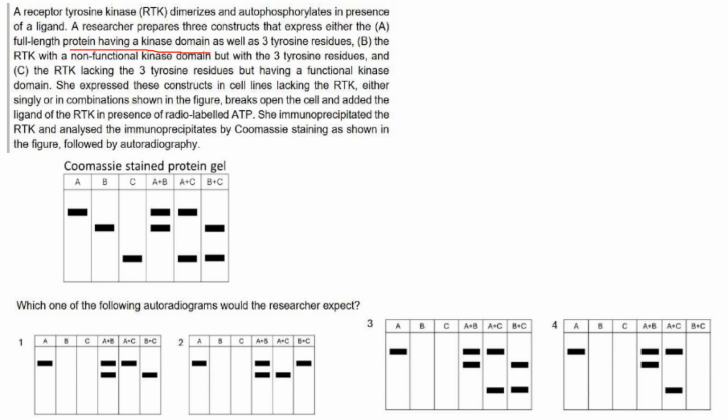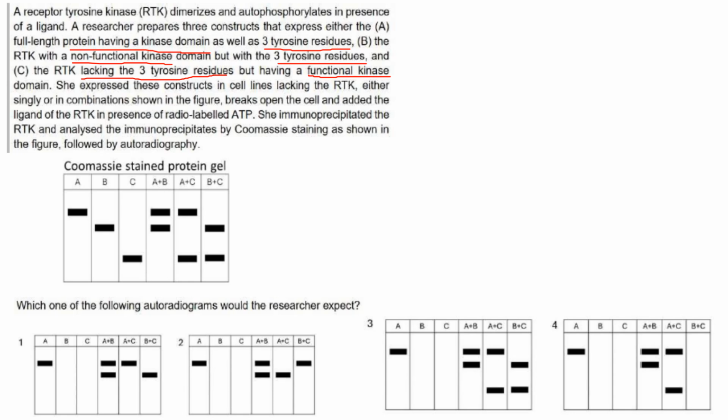A researcher prepared 3 constructs that express either the A, full-length protein having a kinase domain as well as 3 tyrosine residues. That is in case of A. In B, the RTK is non-functional kinase but 3 tyrosine residues are present. Whereas C, the RTK lacking 3 tyrosine residues but having a functional kinase. So this RTK, it phosphorylates at the tyrosine residues. Okay. That is why these constructs are made with RTK as well as tyrosine residues.